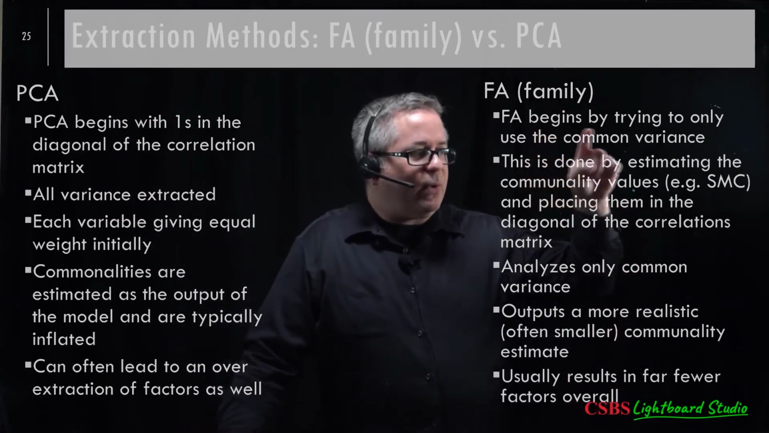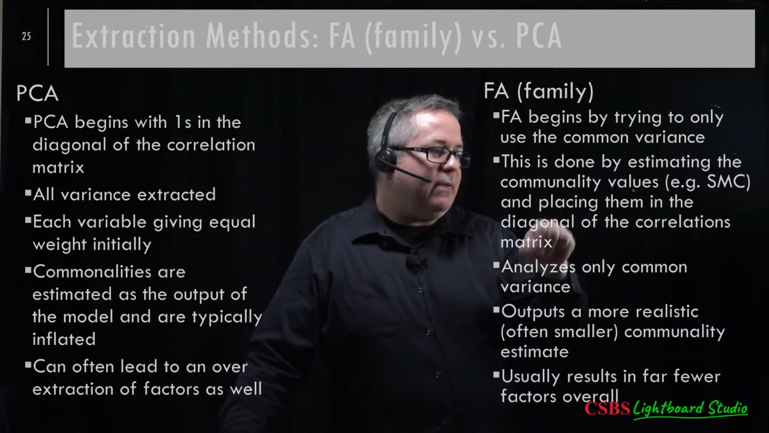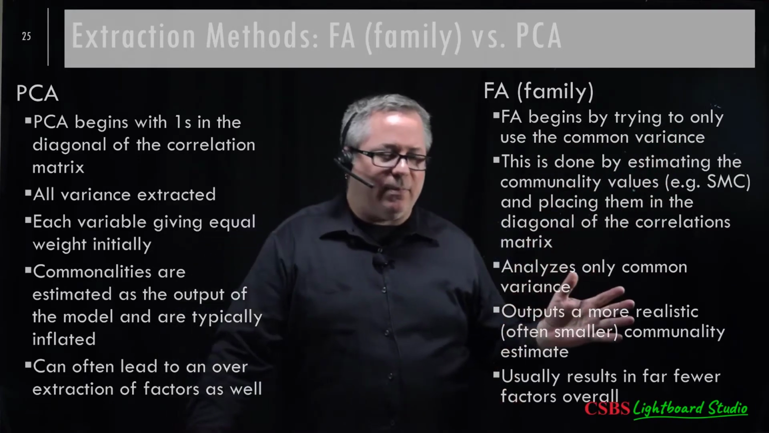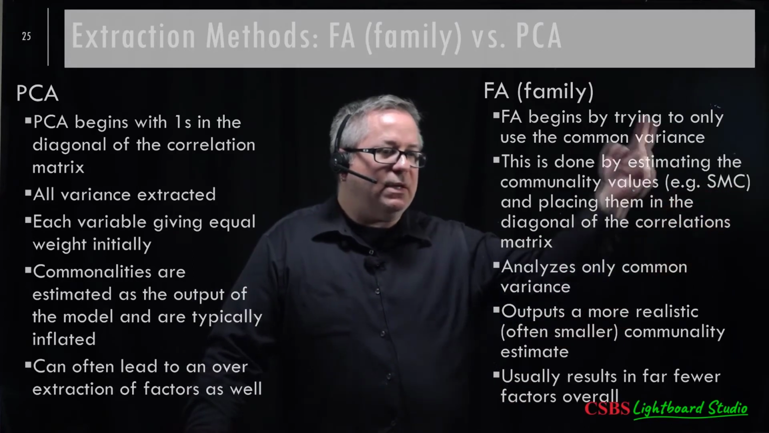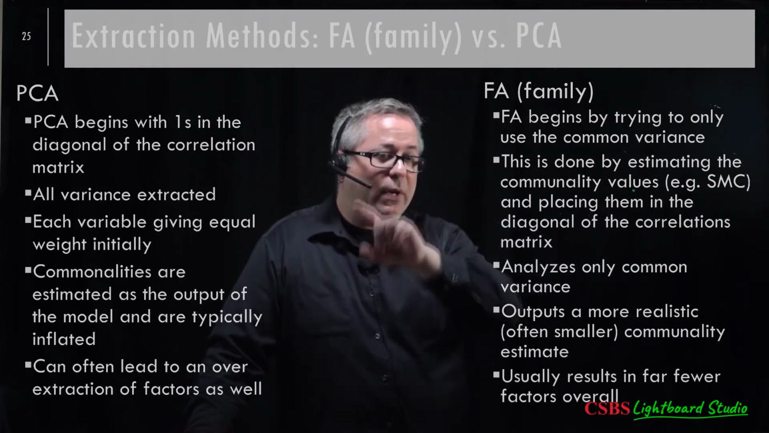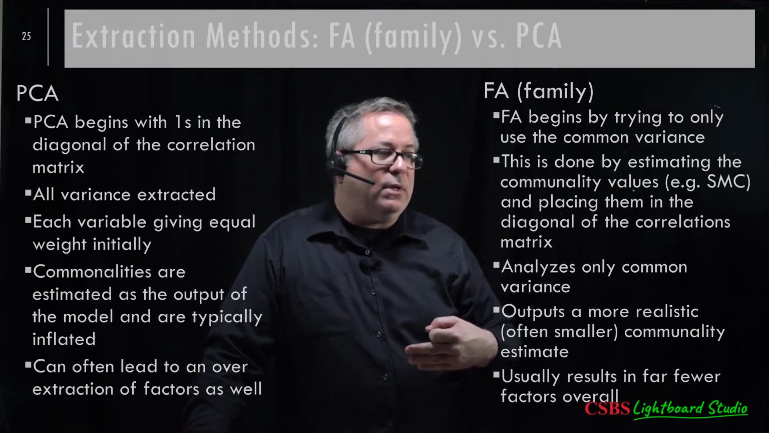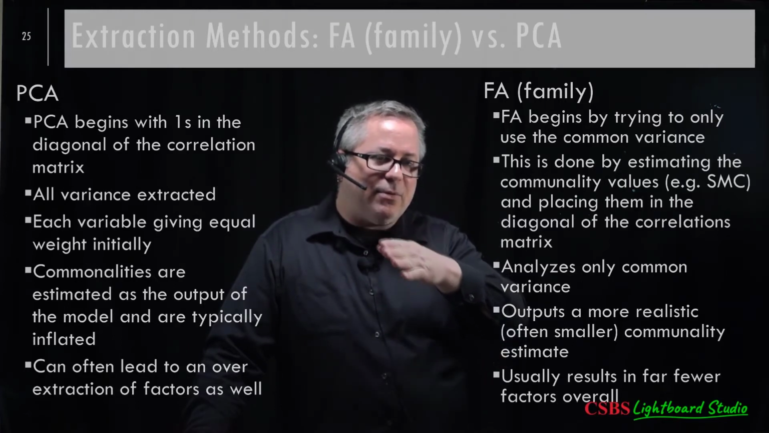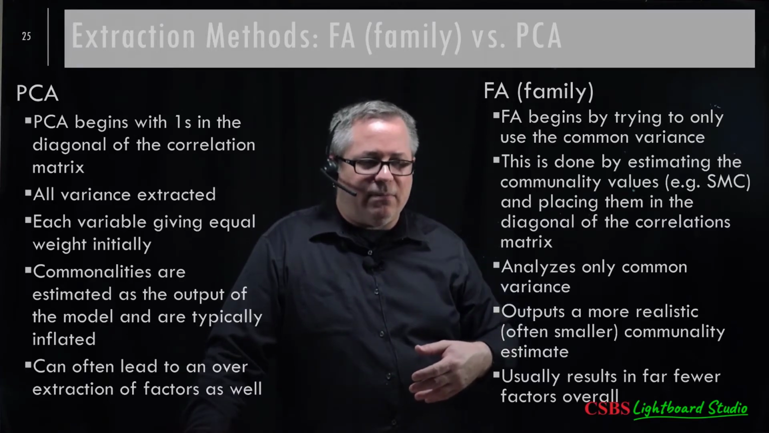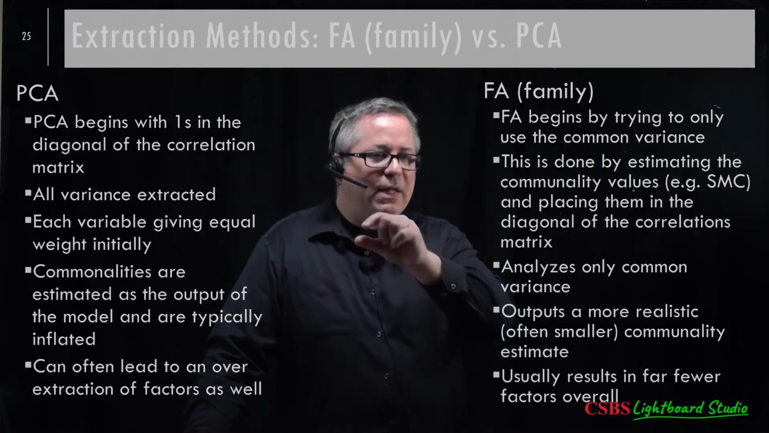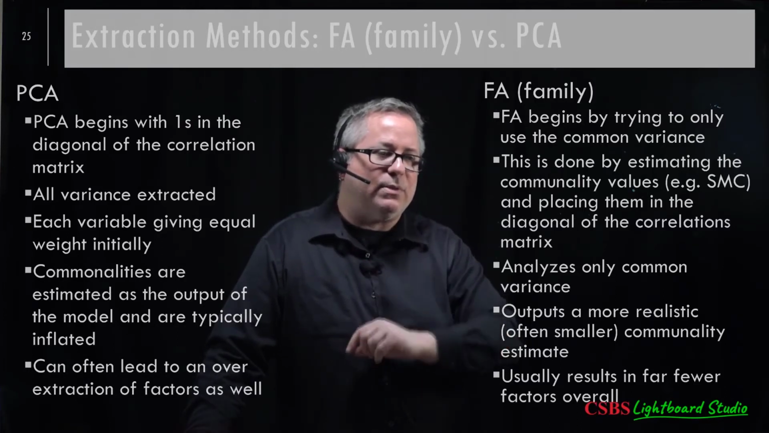FA begins by trying to only use the common variance. It does this by estimating the communality values, in some cases like the square root of the correlation, and it puts those values in the diagonal. So instead of having a regular correlation matrix with 1s in the diagonal, we're now putting the estimated communalities in that diagonal of the correlation matrix to indicate to that eigenvalue deconstruction that something less than 100% is actually true, that the items actually don't share 100% of their variability.